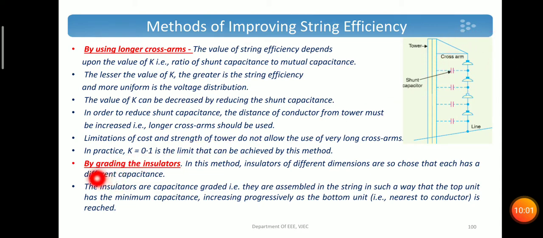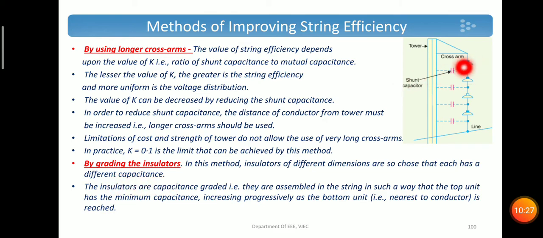The next method is by grading the insulators. In grading the insulator, we will be using discs with different ratings, with different dimensions, so that the discs will have different values of capacitance, so that the voltage distribution will be different. The string is arranged in such a way that the top unit has minimum capacitance.